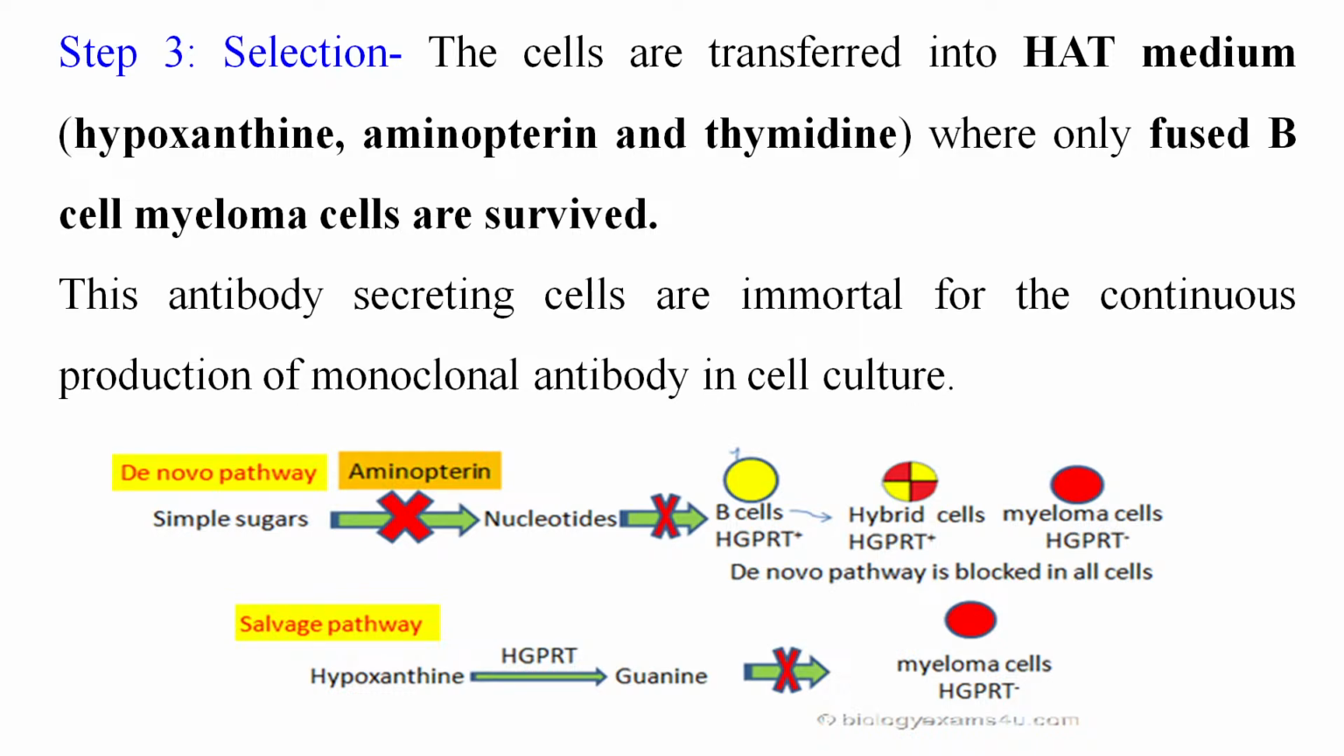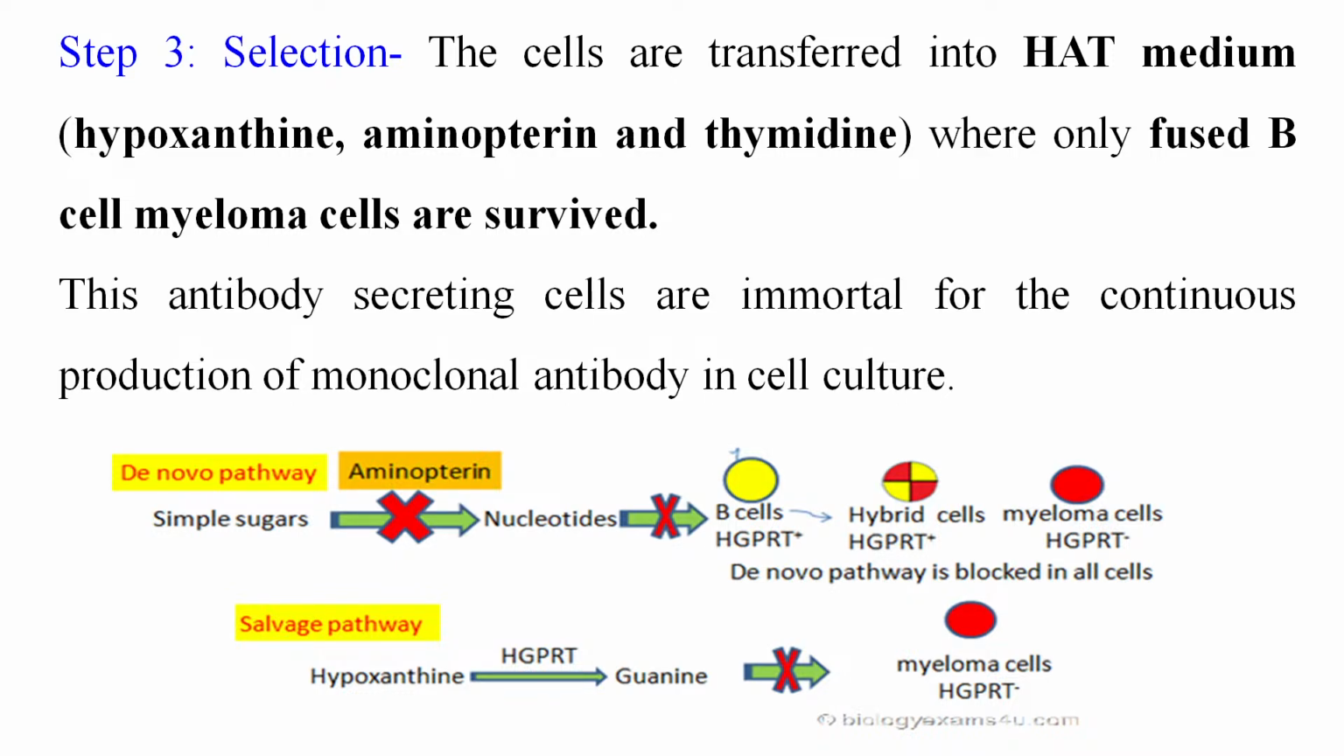Myeloma cells, we have modified them so that they do not have the HGPRT enzyme. So what happens? The de novo pathway is blocked because of the presence of aminopterin, and the salvage pathway cannot go ahead because they do not have the HGPRT enzyme. Hypoxanthine is provided in the medium, but the enzyme is not present. So unfused myeloma cells cannot survive in your HAT medium.